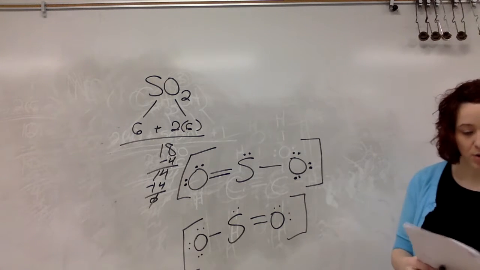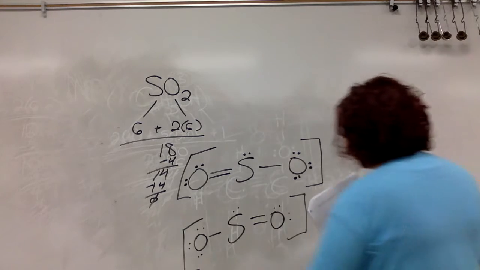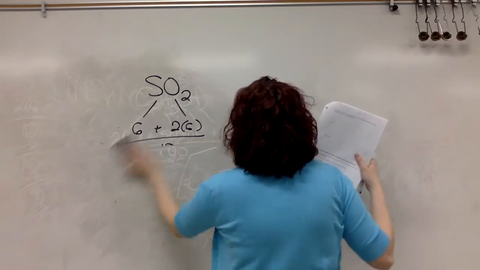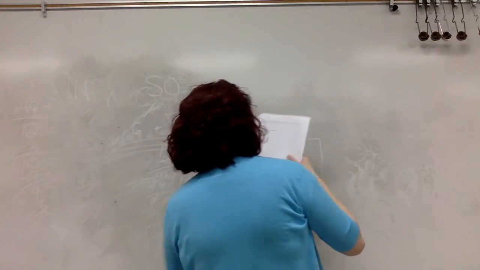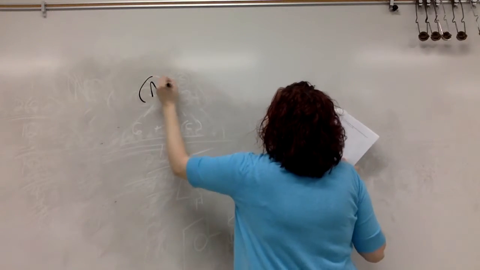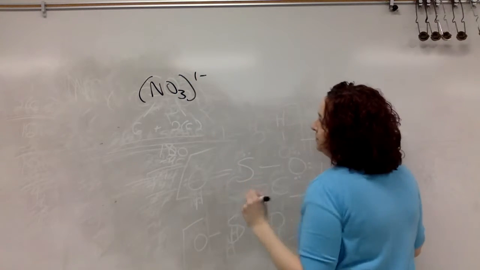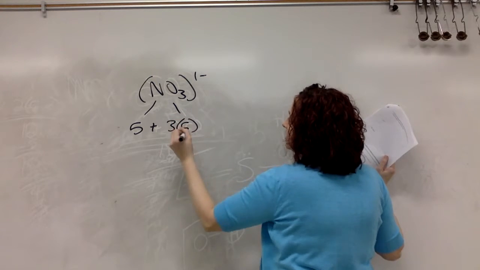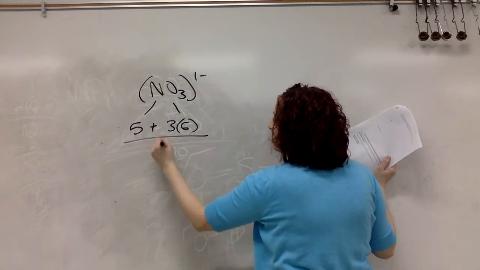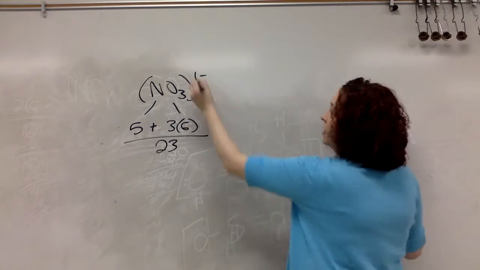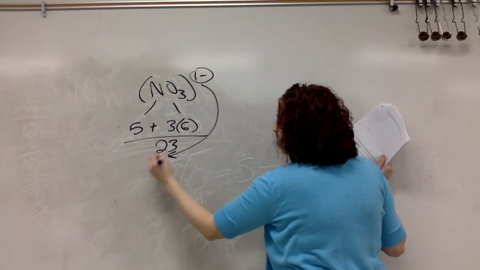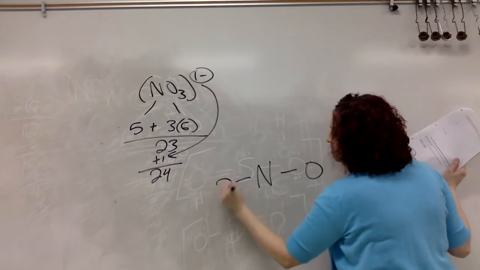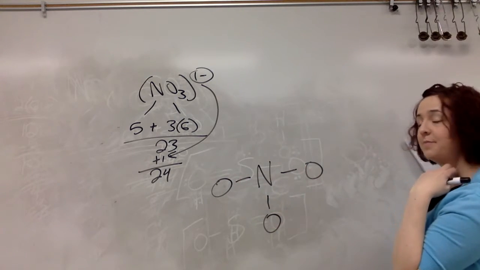Okay, so let's do one more. Let's do the polyatomic, let's do nitrate. So we're skipping in our notes just a little bit. So we're going to do nitrate. So NO3 with a 1 minus charge. Okay, nitrogen is 5 plus 3 times 6, 18, 19, 20, 21, 22, 23. But it's a minus 1, so that means we add 1. Okay, so nitrogen connected to 3 oxygens.